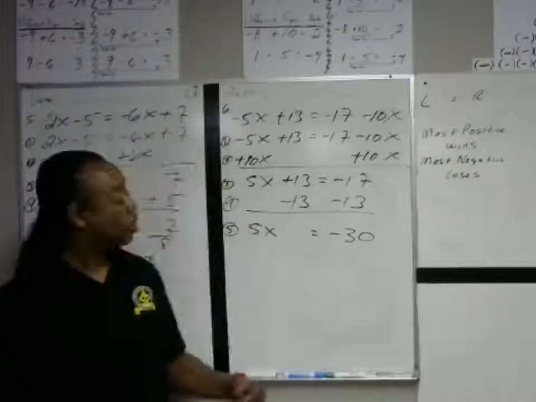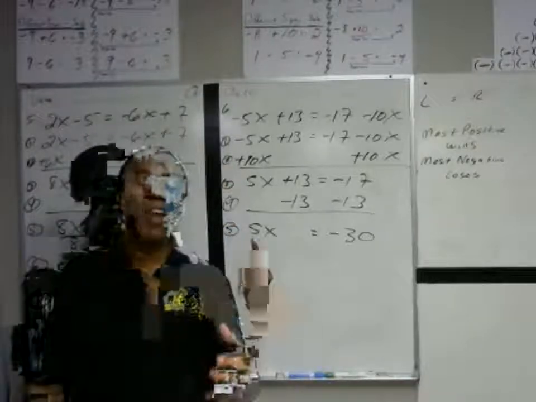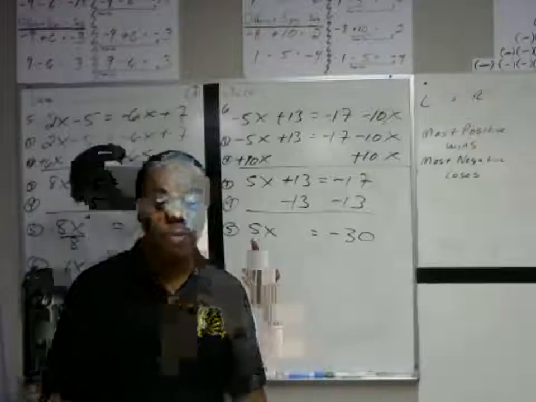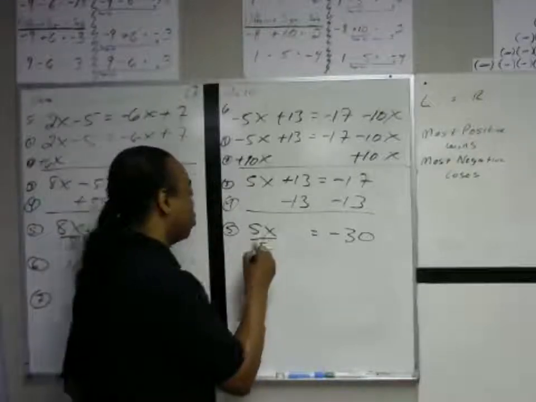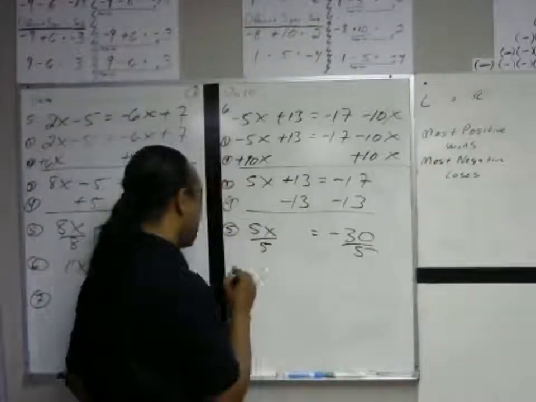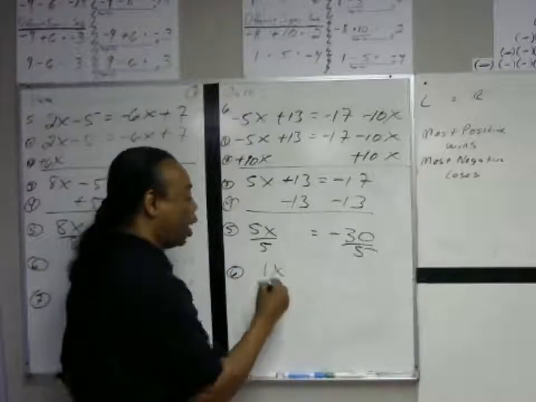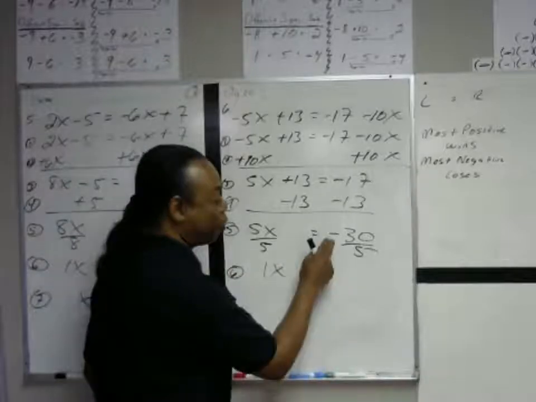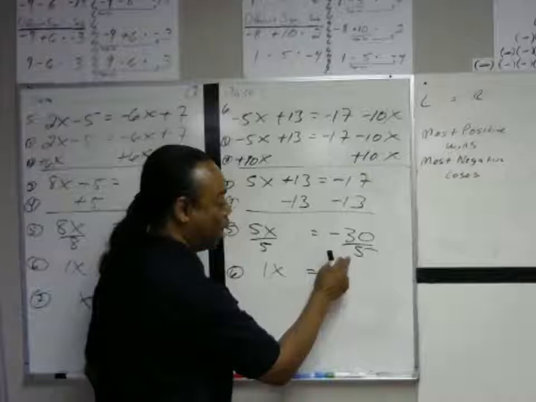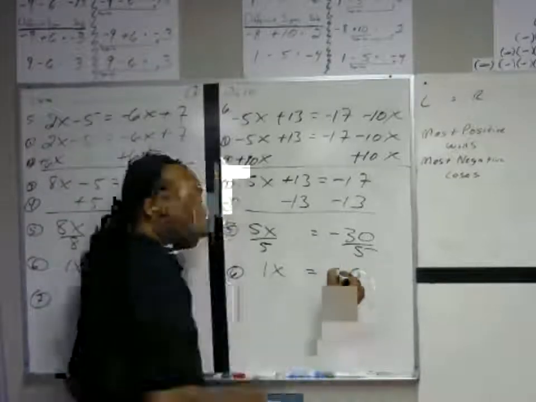Now, to get rid of this multiplying 5, I'm going to use a dividing 5 on both sides. And as a result, number 6, we get 1x, and negative 30 divided by positive 5 gives us negative 6, and we are done.